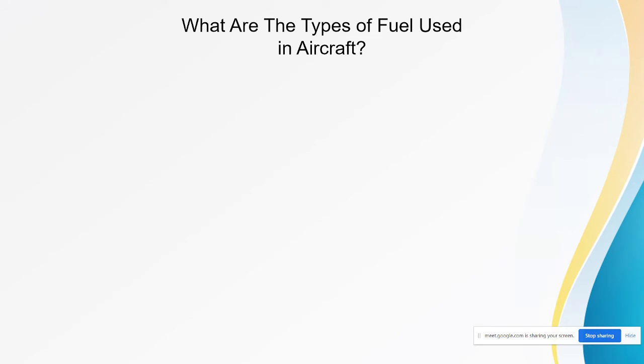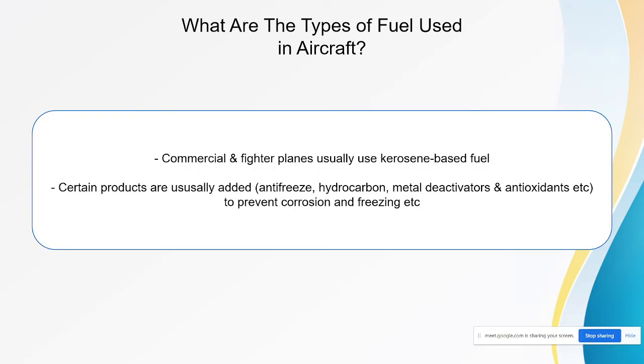So a little information here. What are the types of fuel commonly used in aircraft? For the typical aircraft used for military or commercial purposes, the fuel used is kerosene-based fuel. In the kerosene-based fuel, some products are usually added to prevent corrosion and freezing, such as antifreeze, hydrocarbon, metal deactivator, antioxidant, and so on.